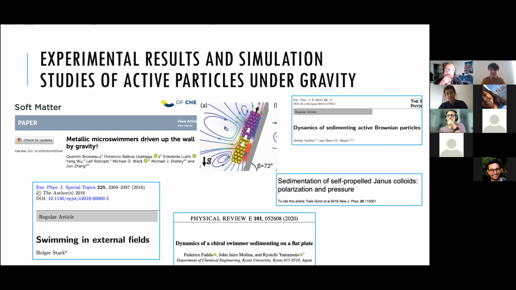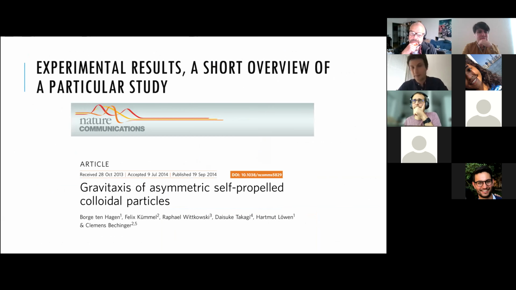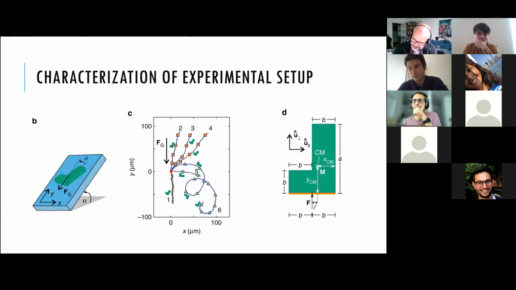So we looked at one particular experimental and theoretical study, published in 2014 by the group of Hartmut Löwen theoretically and Clemens Bechinger experimentally. They consider gravitaxis of an asymmetric self-propelled colloidal particle. We looked at these interesting experiments and the theory.